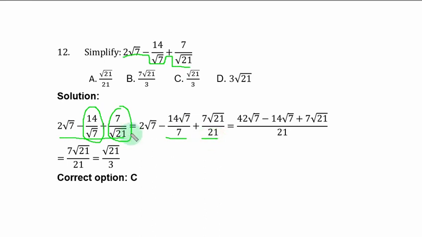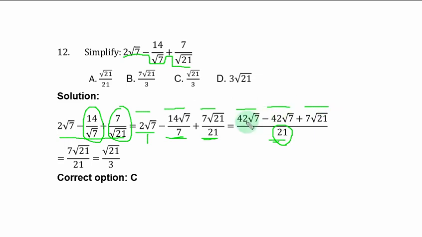Now you find the LCM. You write this as over 1, and the LCM is 21. You divide 21 by 1. You have 21 times 2 root 7, which is 42 root 7, minus. You divide the LCM 21 by 7, you have 3. 3 times 14 root 7 gives 42 root 7. Then you divide 21 by 21, you have 1 times 7 root 21, you have 7 root 21.